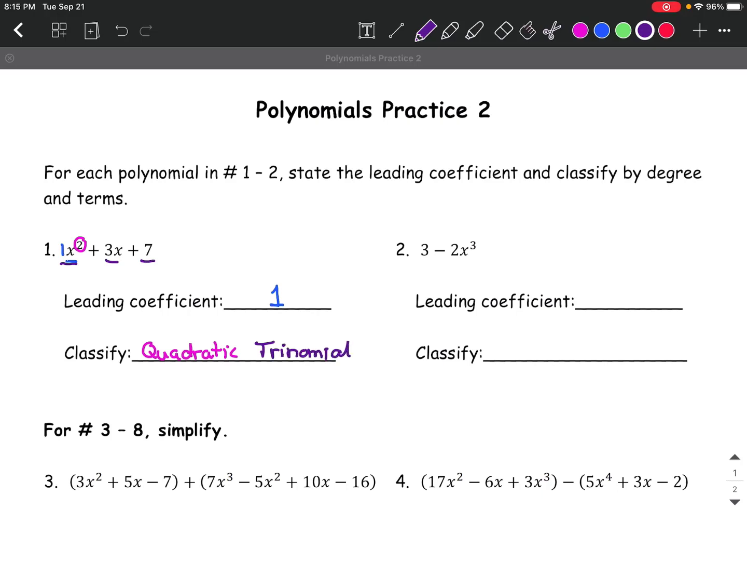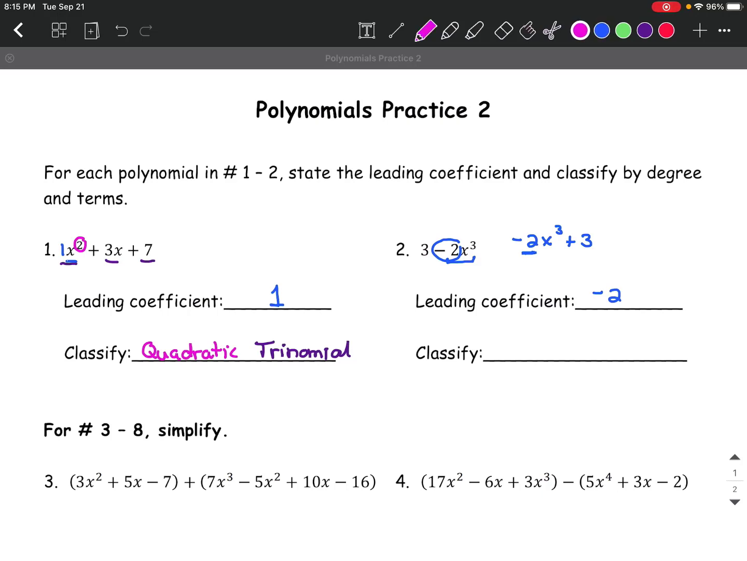Now the next one, we want to find the highest power of x again. That's in this piece here. The number in front of that x cubed is a negative 2. So watch out for that. Another way to write this, if we put it in standard form, would be negative 2x cubed plus 3. So it might be easier now to see that the leading coefficient is negative 2.